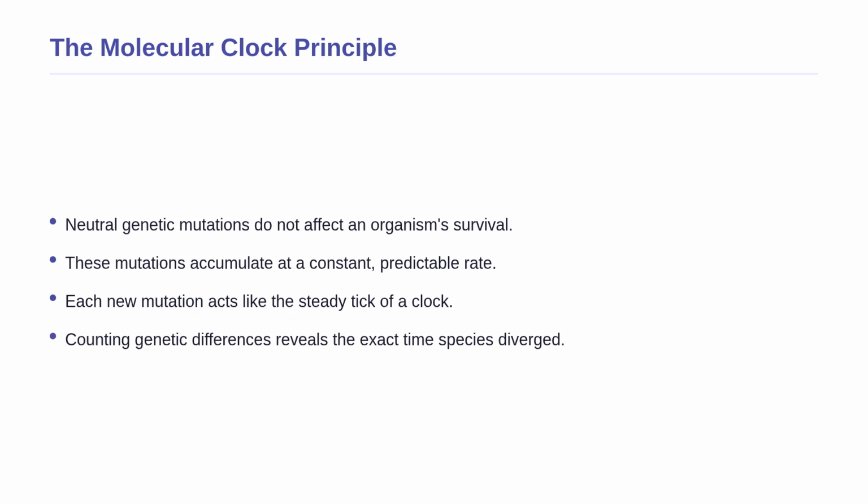This brings us to one of the most brilliant concepts in evolutionary biology: the molecular clock. To figure out exactly when humans and chimpanzees split from their common ancestor, scientists rely on neutral genetic mutations. These are changes in the DNA that do not affect the organism's survival, meaning they are not filtered out by natural selection. Because of this, they accumulate at a constant, predictable rate over millions of years.